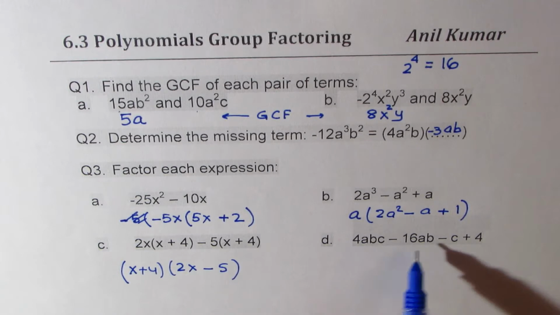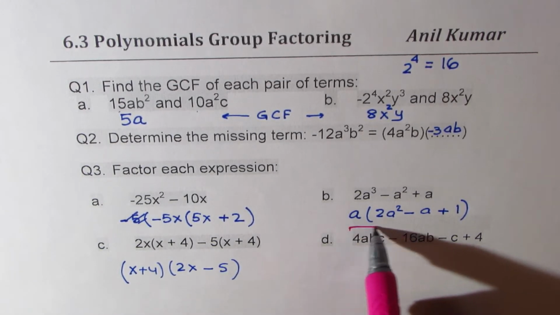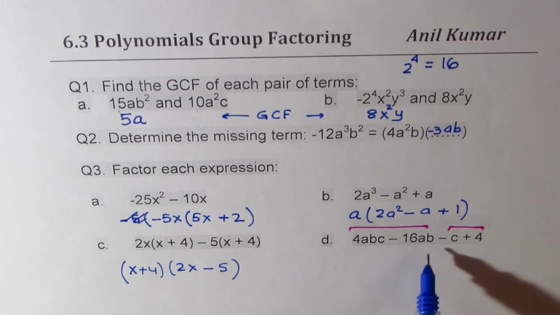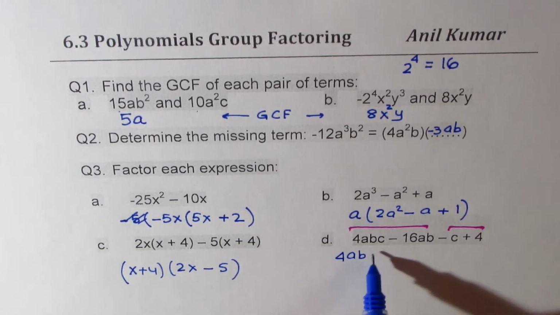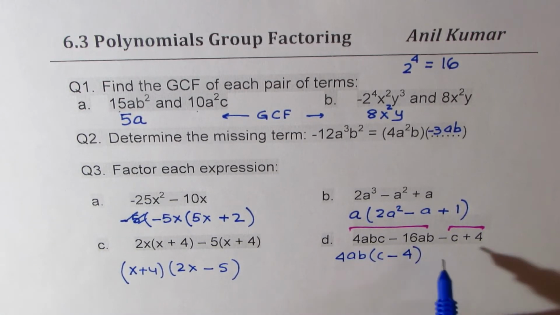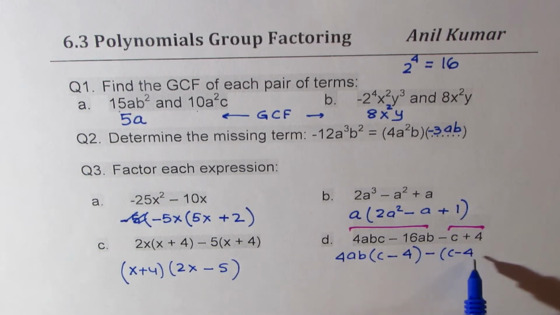Now in this case we have 4 different terms. We could group them into groups of 2's and then factor. Okay, so let's group them in this fashion. In that case, what do you notice? From the first two terms, I can take 4ab common. I am left with c minus 16 divided by 4 is 4, c minus 4. In this case, if I take minus common, I get c minus 4.